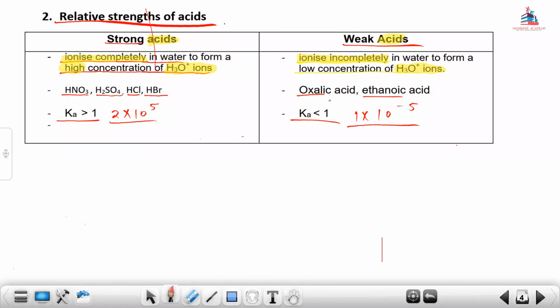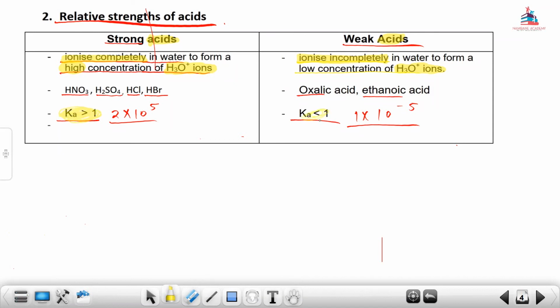Okay, I will repeat. Ka is just a value that indicates the relative strength of an acid. We call it an acid constant. But you don't need to worry about how they came about this value. The only thing that you must know is if the value of that Ka is greater than 1, it says that this acid must be a very strong acid.